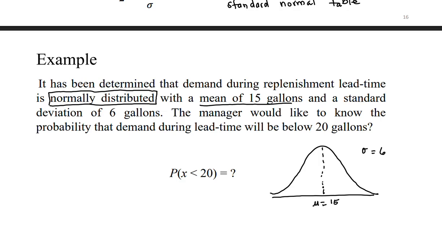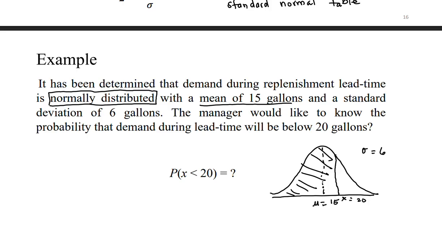Now, the manager would like to know the probability that demand during lead time will be below 20 gallons. So 15 gallons is at the middle, and 20 gallons will be a little bit higher than that. The manager wants to know what proportion of the demand will be below 20 gallons, the probability of less than 20 gallons. So our X here is 20, and we want to find the area under the curve for this.